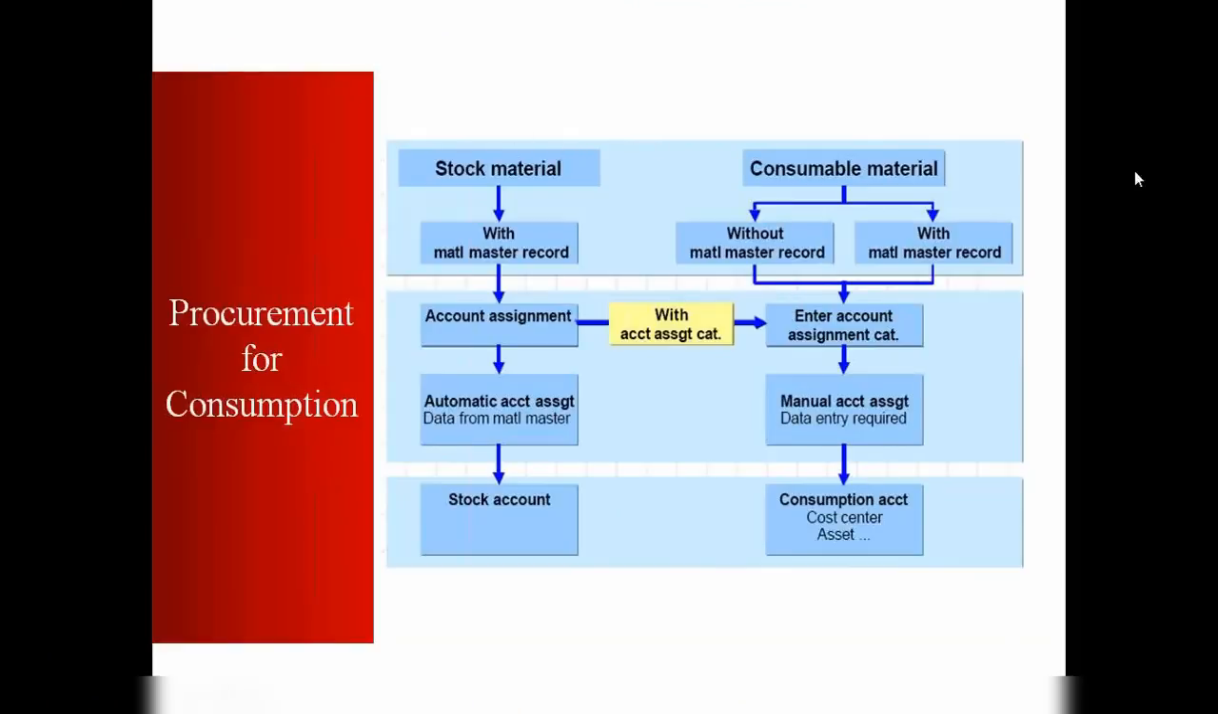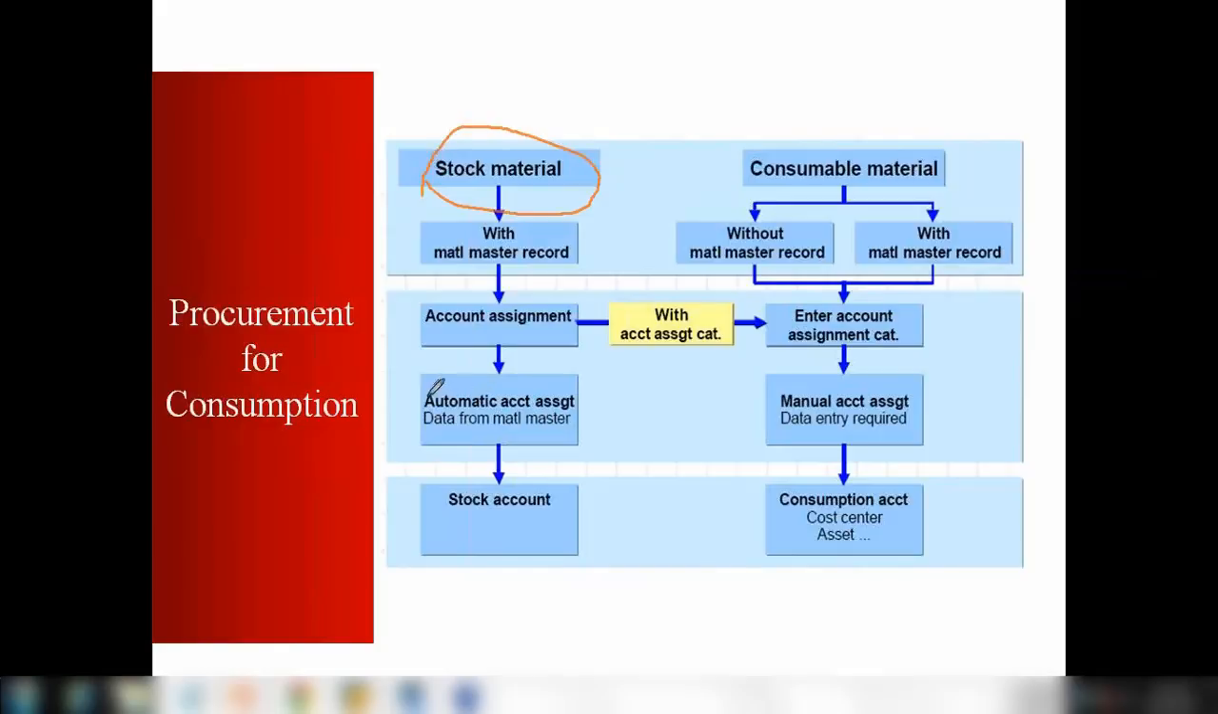So that is why, in the case of stock material, it will find it automatically from the material master record. But in the case of the other one, consumable material, as it is not maintained in the material master, without a material master record, I'll come back to this one in a minute, you need to manually enter the data for the account assignment code. So that's how it works for stock material and consumable materials.